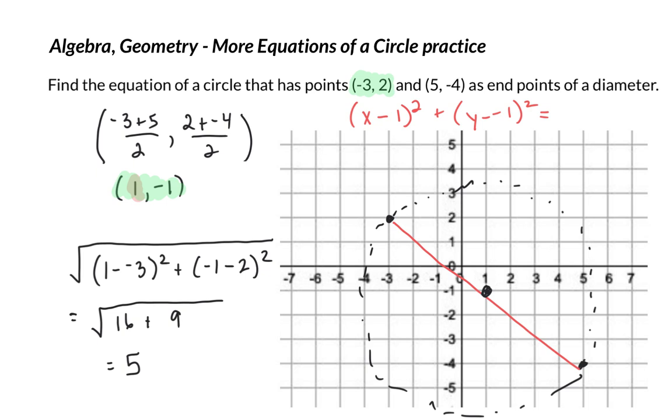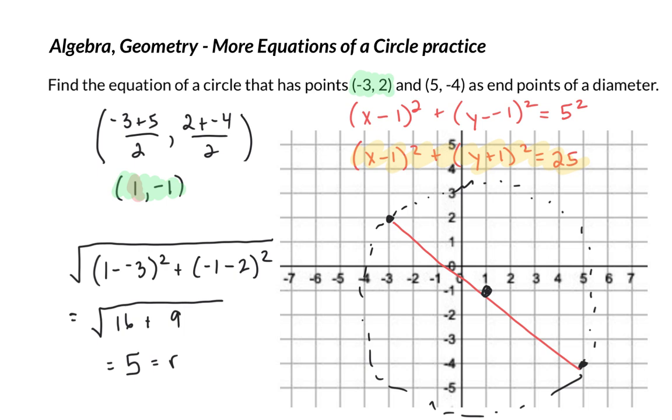That's my radius. Of course, my equation always says it's equal to the radius squared. So, you can say, well, it's 5 squared. Let me kind of write this cleaned up a little bit. We're going to have x minus 1 squared plus y plus 1 squared equals 25. And there then is the equation of that circle.